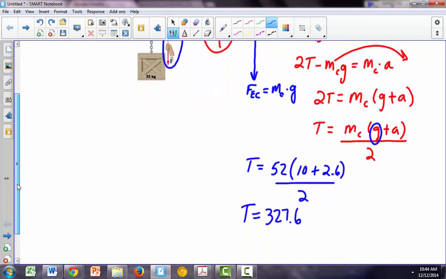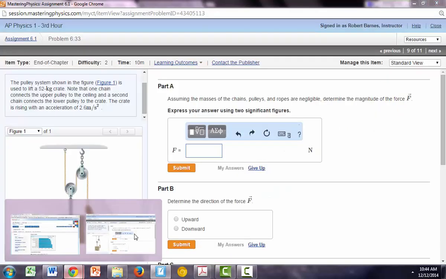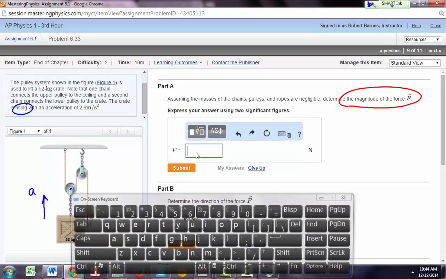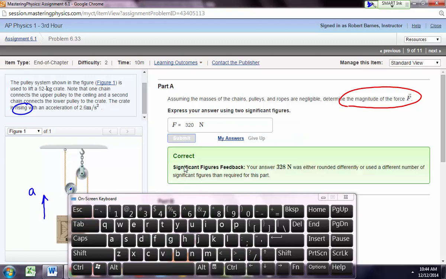Okay? So 327.6 newtons, let's round up to 328. That's the answer to the question. So let's go here and say 328. Submit that, and we feel good about that, I hope.